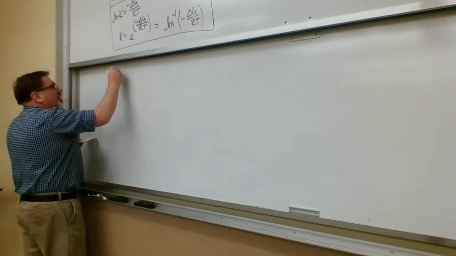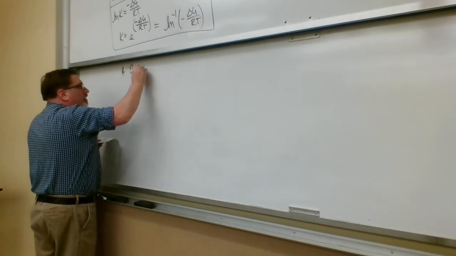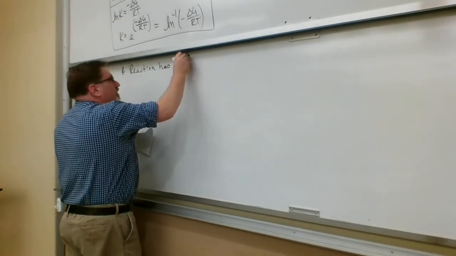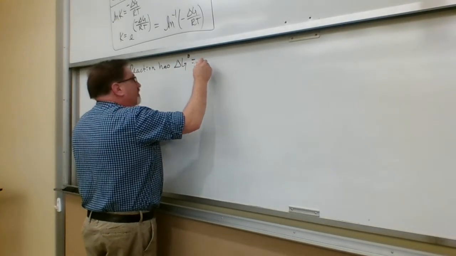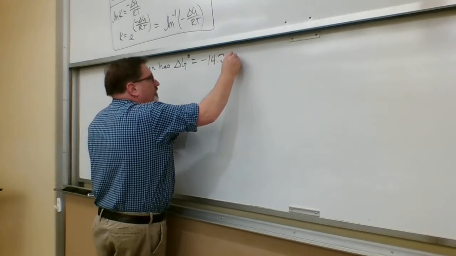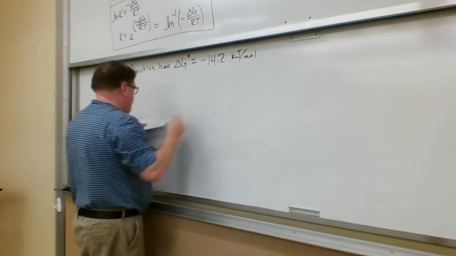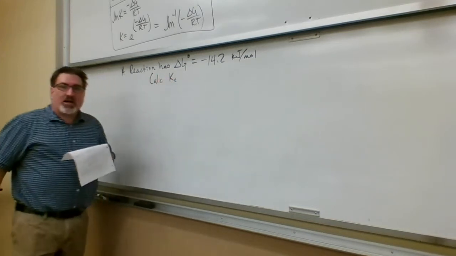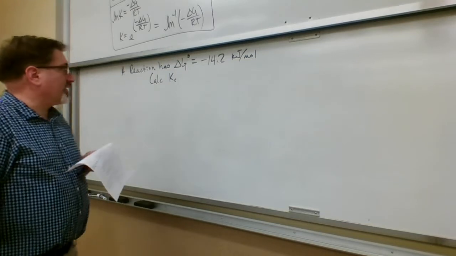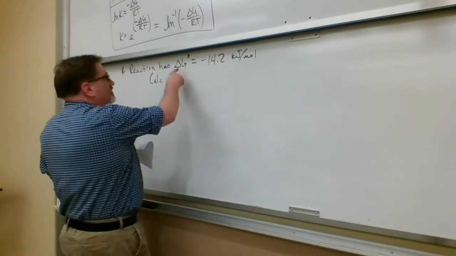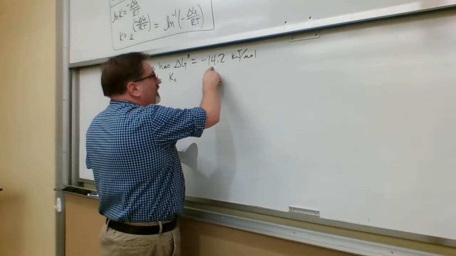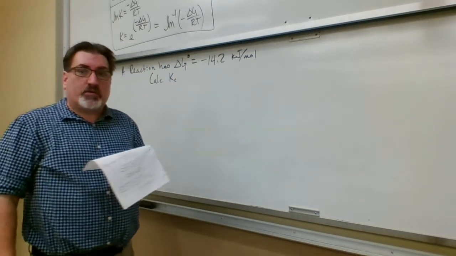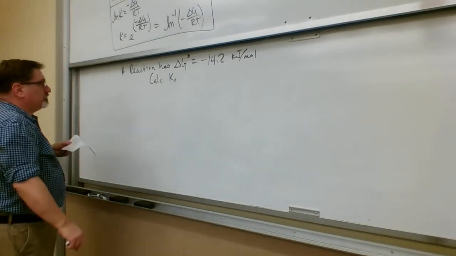So we come across this reaction that has delta G0 a value of minus 14.2 kilojoules per mole. And we're going to calculate the value of Kc. Now we should expect a delta G having a minus 14.2 value. That's a spontaneous one. We should expect a Kc larger than 1.